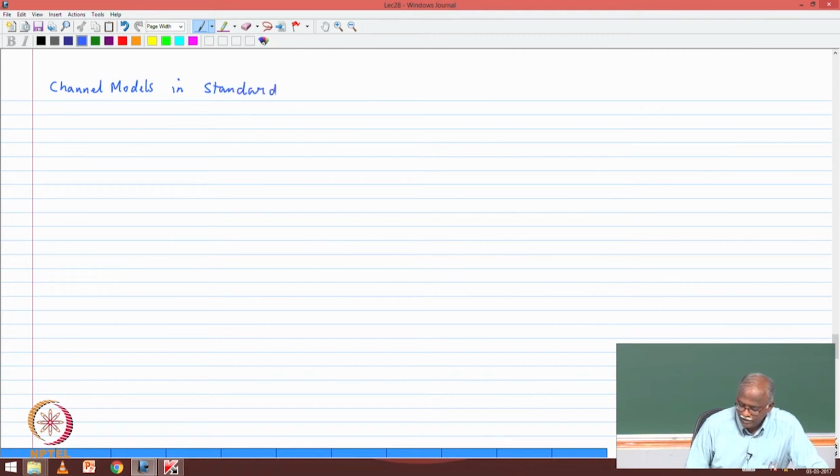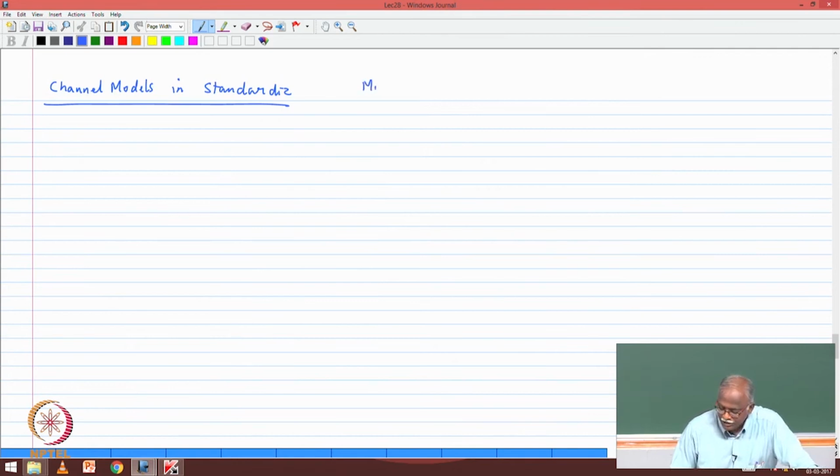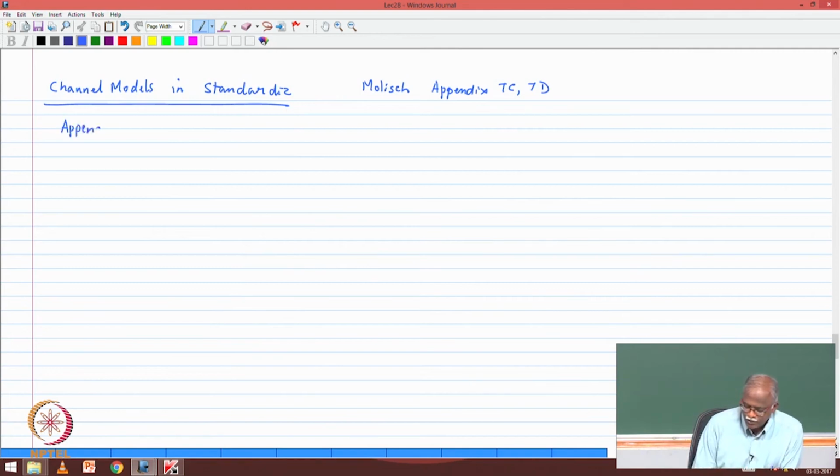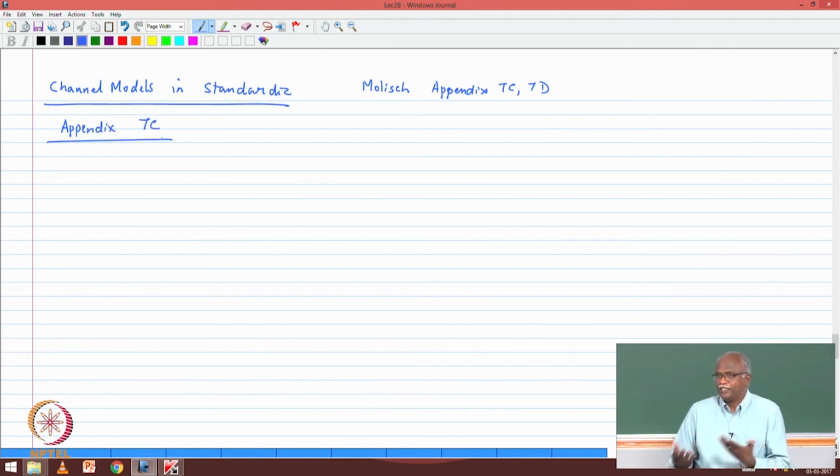The best reference for us to read other than the standards themselves is Molisch, not in the textbook, but an online appendix, appendices 7C and 7D. You can download it. I will give the link on the Moodle page. 7C and 7D give us two of the most commonly used models. Again, I just want to indicate a couple of examples so that you will appreciate that whatever we have done actually ties in.